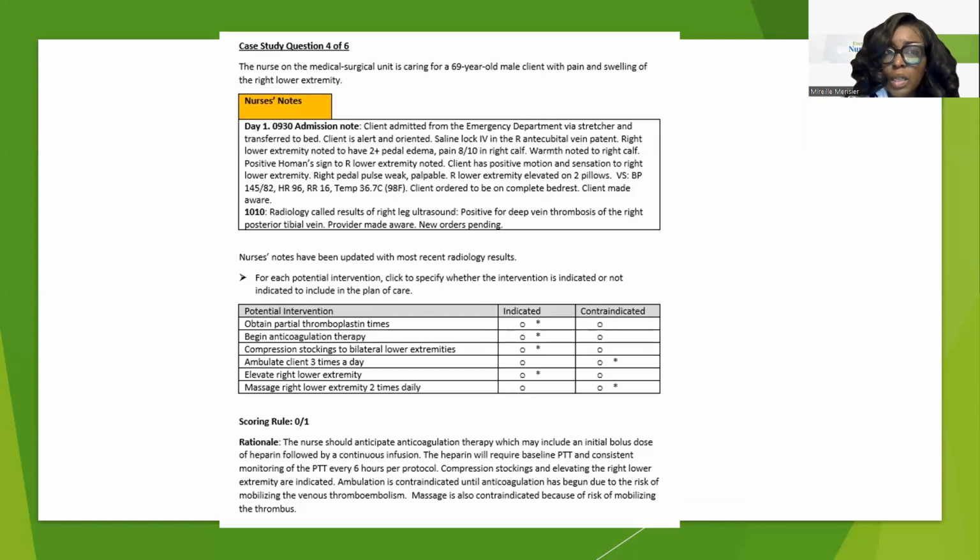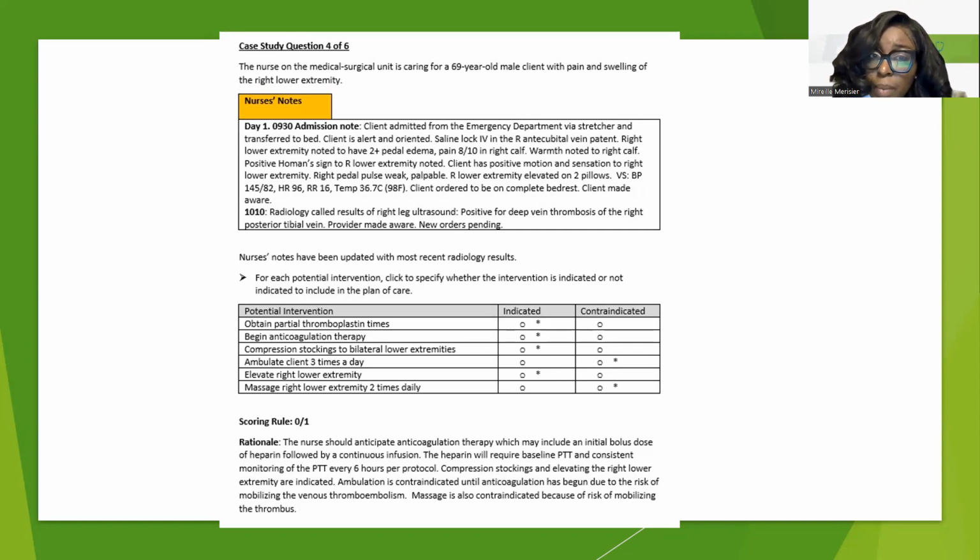So when we look at this particular type of question, do I want labs? Yes. I want to know about PTT, INR, H&H, WBCs. Do I want to begin anticoagulation therapy? Yes. Because what's going on? There's a clot, so I need to make sure I prevent further clots. Do I want to add some compression stockings to the lower extremities? Yes, I do. Prevention.